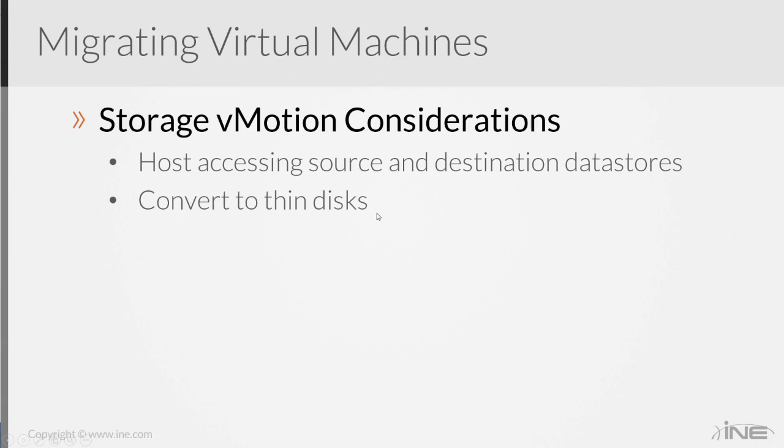Okay, so we have a couple of considerations here we should take note of with Storage vMotion. Firstly, we would want to ensure that the host where the VM is running has access to both the source and destination data stores. A Storage vMotion operation would also present us the opportunity to change our virtual disk type from thick to thin provisioning, as well as to rename our virtual disk. So we could capitalize once we're doing the migration to do either of these tasks.